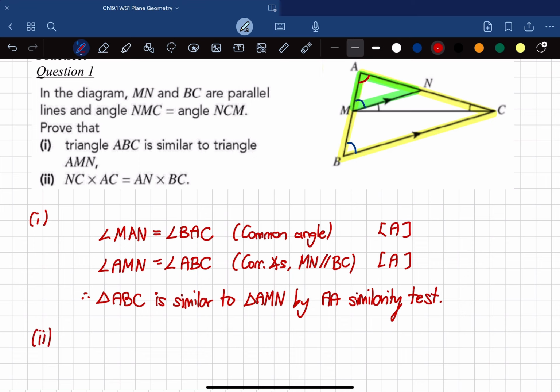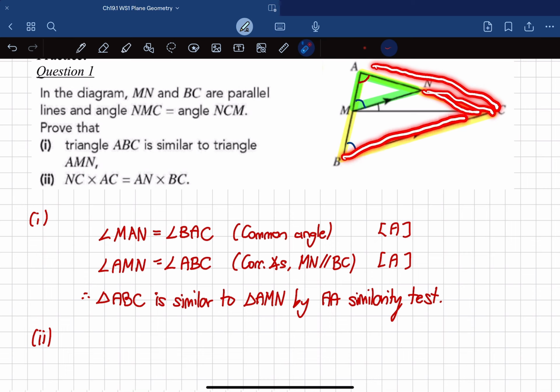Now moving into part 2, I'm required to show this equation here. Usually if we want to show an equation, we have to make use of the properties that we have shown in the question. I want to show that NC times AC is equal to AN times BC. I observe these sides in the diagram. NC is this side over here. AC is this entire long side here. And then I have AN times BC, and I have this side over here.